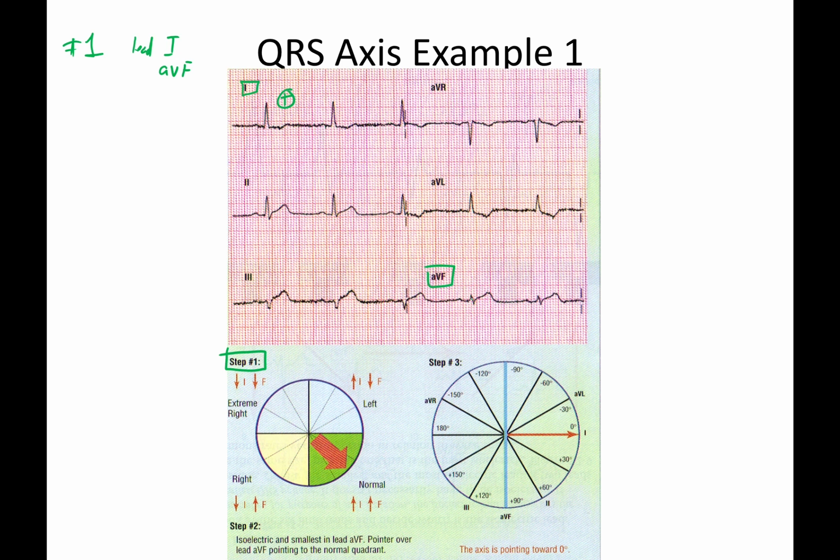But it does look like it has a little more of an upward deflection than a down, so we're going to go ahead and call him positive as well. So we're going to go up and up. So if we travel back down here to step 1 and we look at our tiny little dial, or you can look at your handout instead, you will see that up and up puts us in the normal quadrant. So we can confidently assume that our mean QRS is going to be in the normal quadrant.